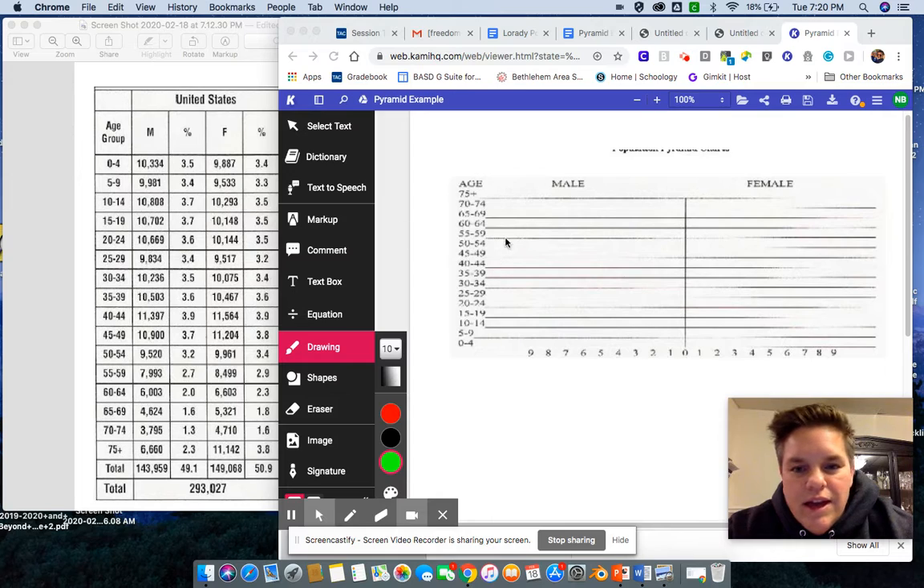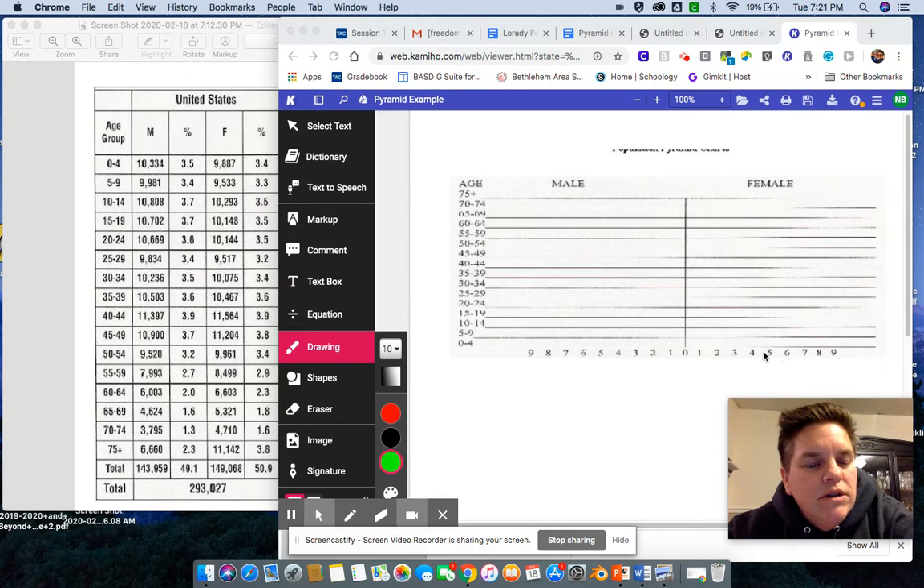and right here I have a graph. So it starts down here at the bottom, and there's a real faint line for 0 to 4. And the bottom here are your percentage numbers. So we start in the middle at 0 and we work our way out for the males. And then we start at 0 and we work our way out to the right for female.